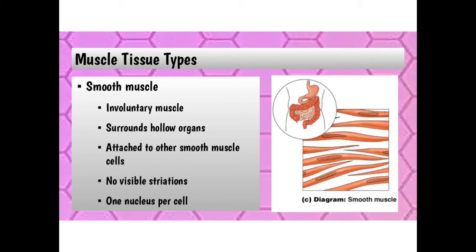Smooth muscle, the last type of muscular tissue in the body, is involuntary also, so you cannot control your smooth muscle cells or your smooth muscle. It surrounds hollow organs in the body, such as your intestines, and they attach to other smooth muscle cells. They do not have any visible striations, and they have one nucleus per cell.